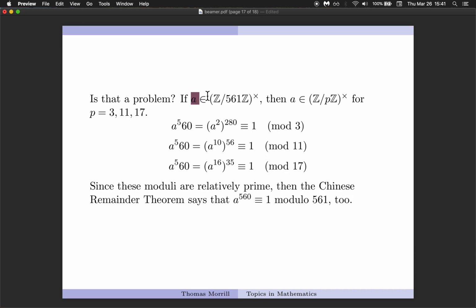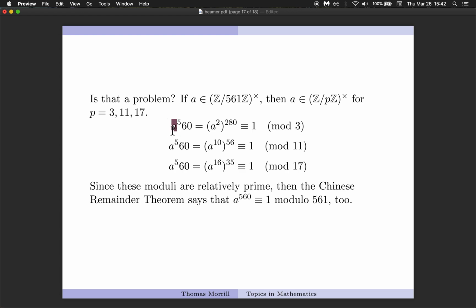Again, I have A is some residue, relatively prime to 561. Those are the ones I can actually multiply and get back to 1. Then A is also relatively prime to each of these prime factors, 3, 11, and 17, right? None of the factors of A can be a 3, an 11, or a 17, so my A is also going to be a unit mod those other primes. And again, I have another typo. These should be exponents, so I will correct that on the published version of these slides.